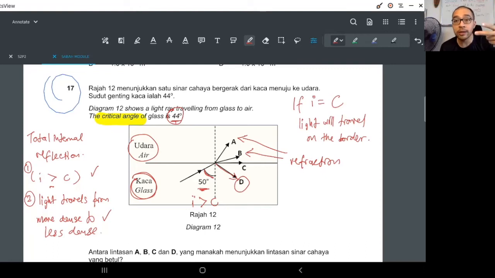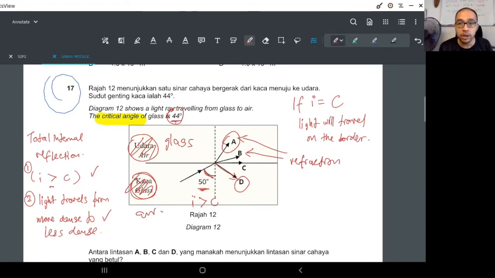I've seen this before. They switch the thing around. They put glass up here and air here, and then they give this exact same situation. It is a trick question. If this happens, what you're going to get is A. It's going to be refracted nearer towards the normal.